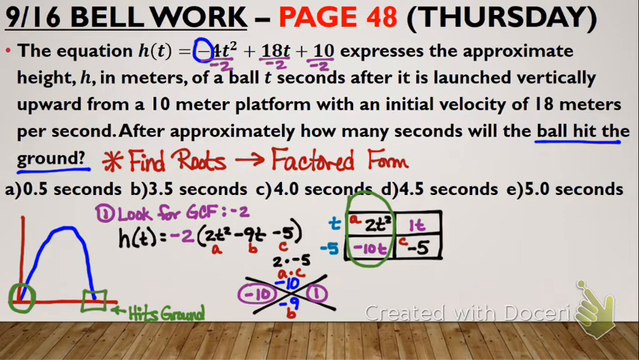What can come out of both of these? 2t. And last but not least, 1. Positive or -1? +1. All right, so I've got my two factors here, 2t + 1 and t - 5.